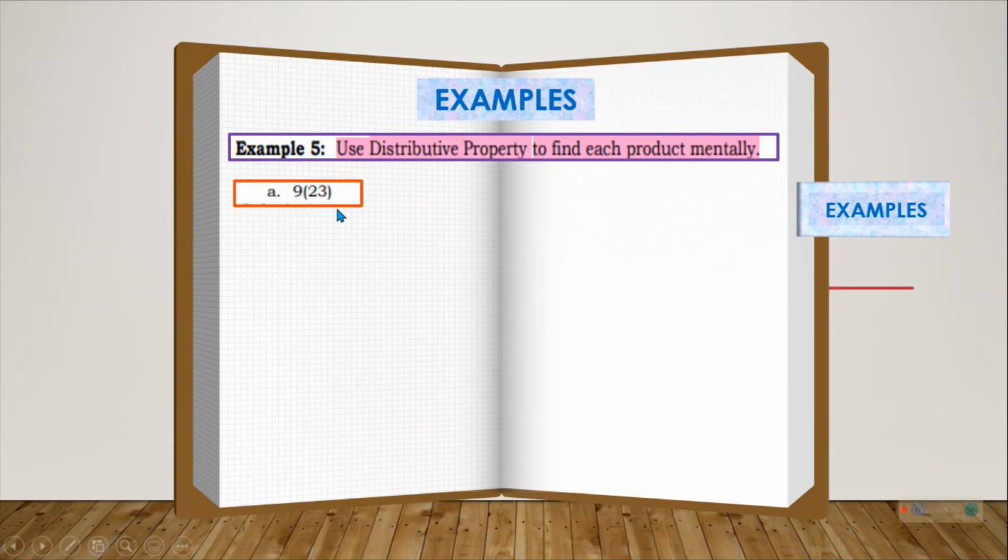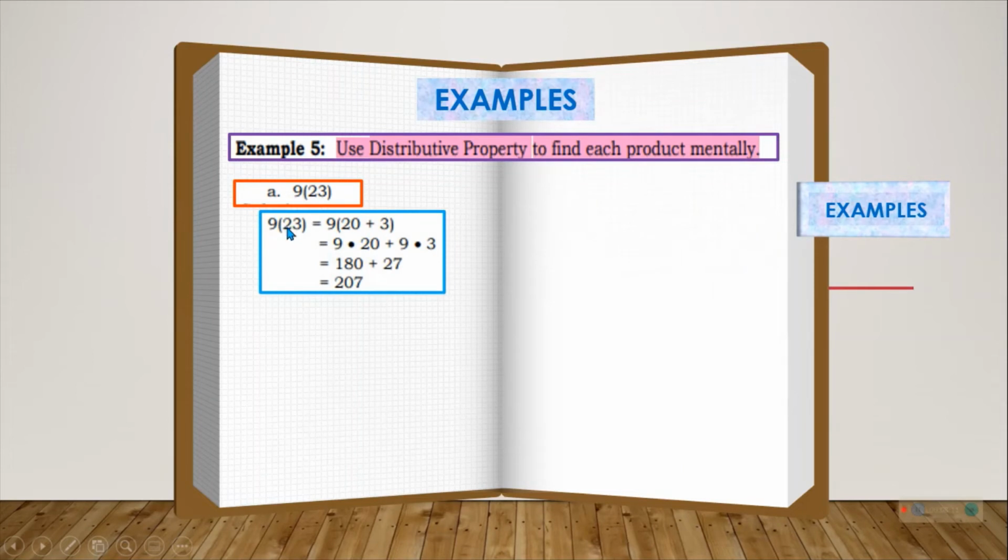So, 9 times 23. Meaning, pag ginamitan mo ng distributive property yan, 9 times 20 plus 3. Okay. So, 20 plus 3 is 23, di ba? So, ito, imumultiply mo siya. 9 times 20 is 180. 9 times 3 is 27. So, 180 plus 27 is equivalent to 207. Mas mabilis na siyang i-compute.